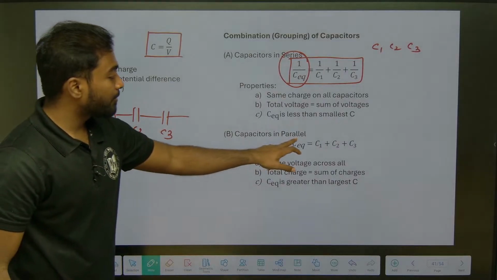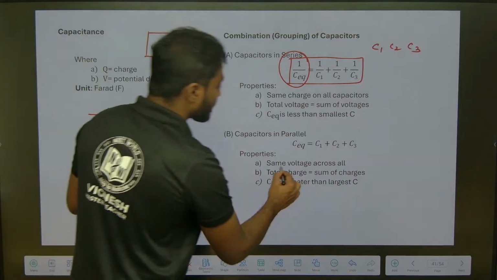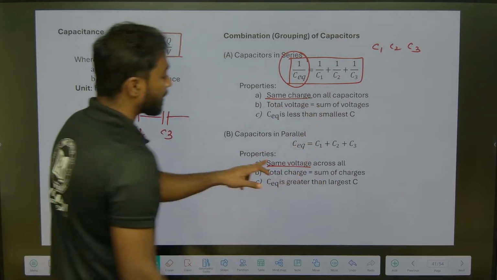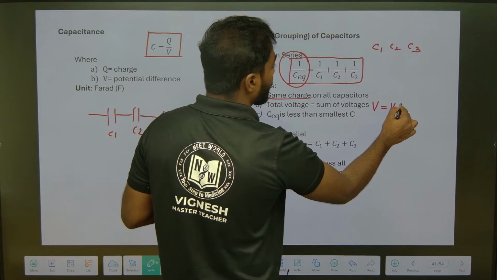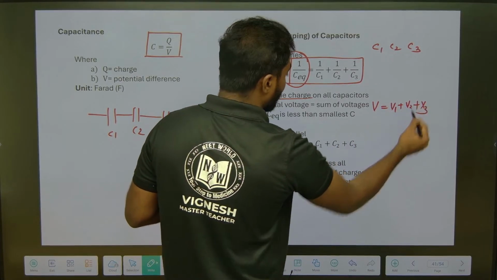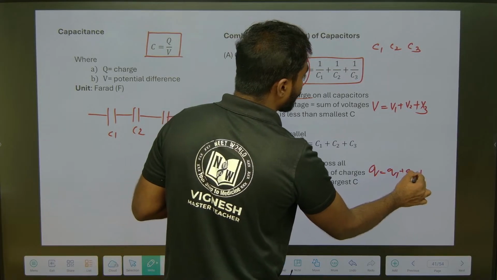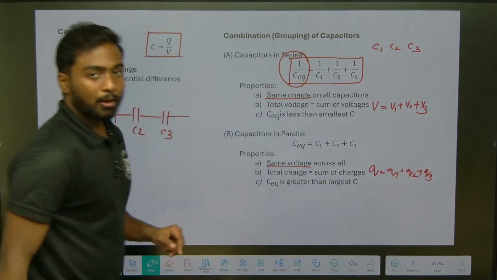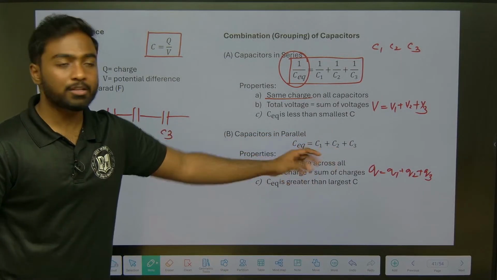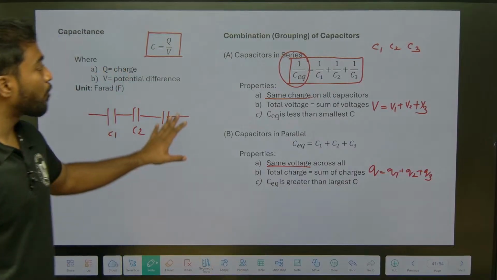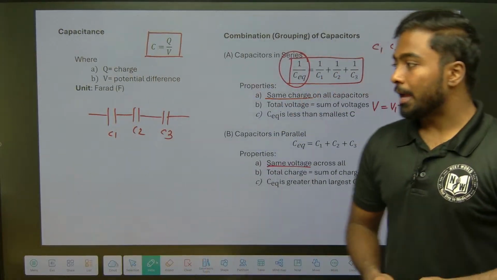So for capacitors in parallel, it will be C1 plus C2 plus C3, and here the voltage will be the same. Here we need to do Q is equal to Q1 plus Q2 plus Q3, and the equivalent capacitance is greater than the normal C which we have taken here. This is about the combination of capacitors, in series or in parallel.